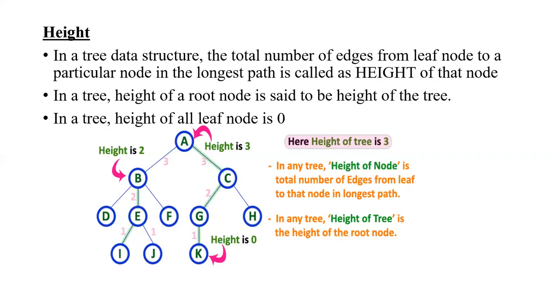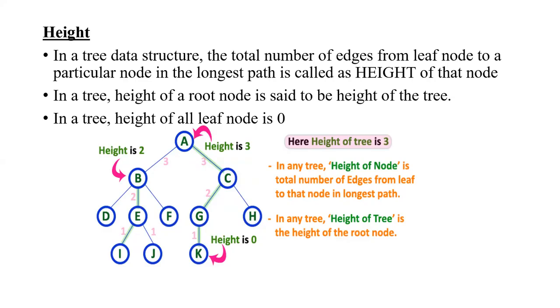In a tree data structure, the total number of edges from a leaf node to a particular node in the longest path is called the height of that node. In a tree, the height of a root node is said to be the height of the tree. In a tree, the height of all leaf nodes is going to be 0. So here the height of the tree is going to be 3, as the height of the root node is 3. So the height of the node is the total number of edges from the leaf to the node in the longest path. So now let us consider B.